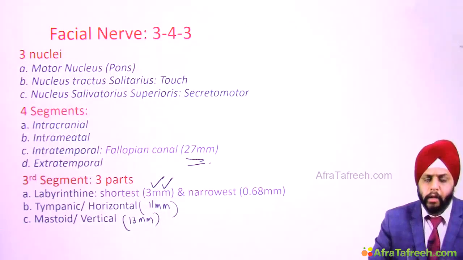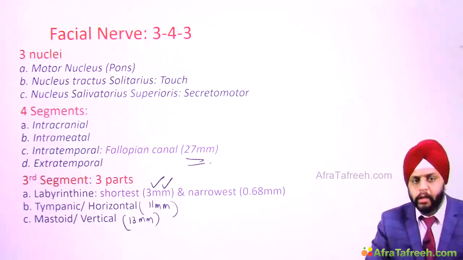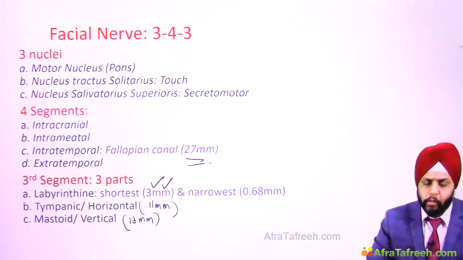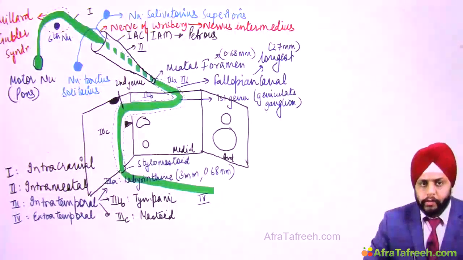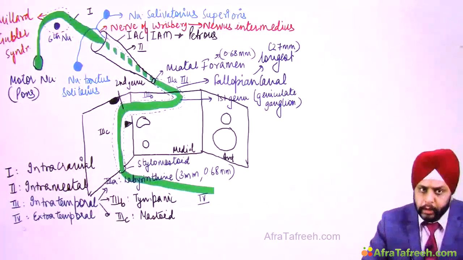Okay. Now let's do one thing. Let's study the branches of facial nerve. I hope you have understood the anatomy. Let's go and understand the branches of facial nerve. So let's go back to the diagram that we have drawn. We come back to this diagram of the facial nerve. So this is all we have drawn. This is the anatomy of the facial nerve. Now let's come to the branches of facial nerve.